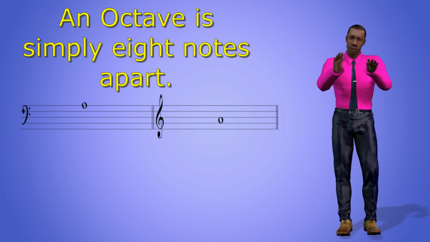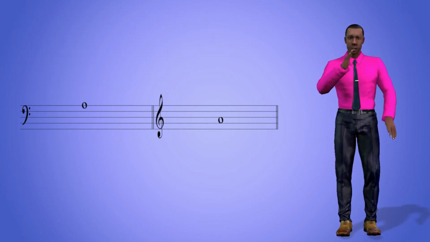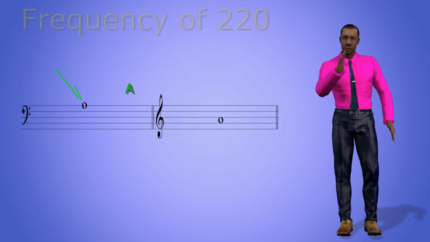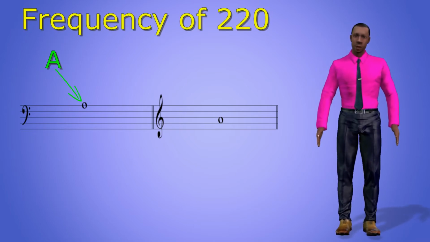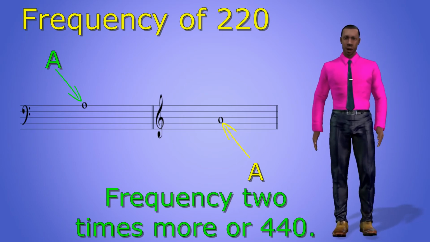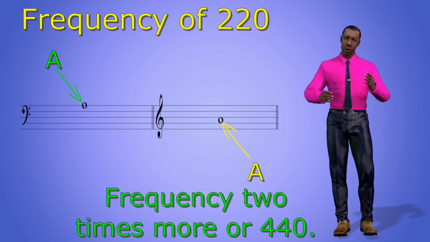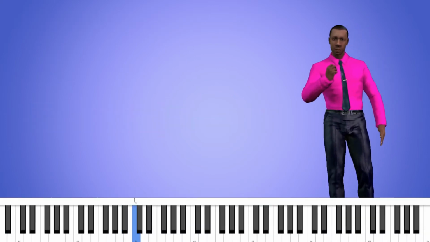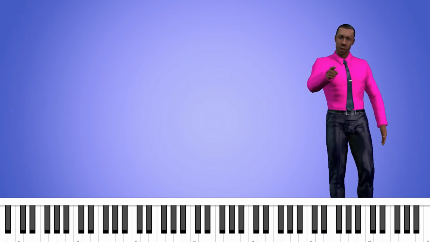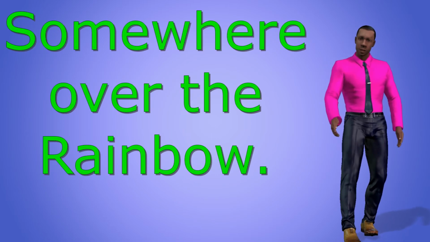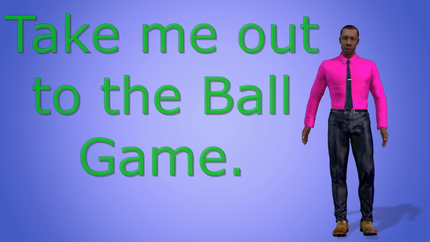Notes that are an octave apart sound similar because they have multiples of the same frequency. The A at the top of the bass staff has a frequency of 220, and the A in the middle of the treble staff has a frequency of twice 220, or 440, because it is an octave higher. Try playing these notes on the piano, or just try singing any 2 notes that are an octave apart, the first two notes of Somewhere Over the Rainbow or The Ball Game, for example.